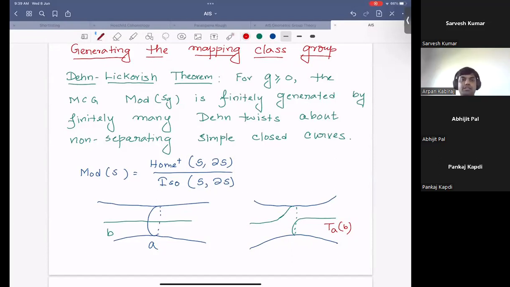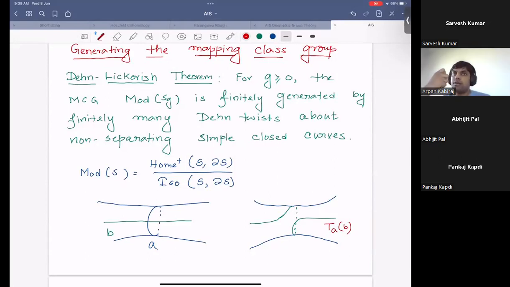Okay. So this is the definition of Dehn twist. What is a non-separating simple closed curve? Well, a simple closed curve means a curve which does not have any self-intersection. So a simple closed curve simply means it's an embedded curve. Okay. So what is a non-separating simple closed curve?